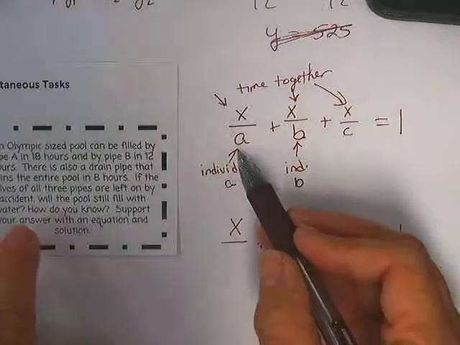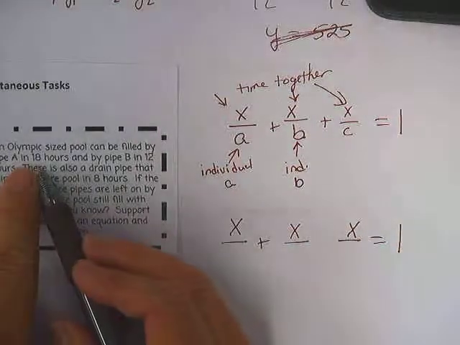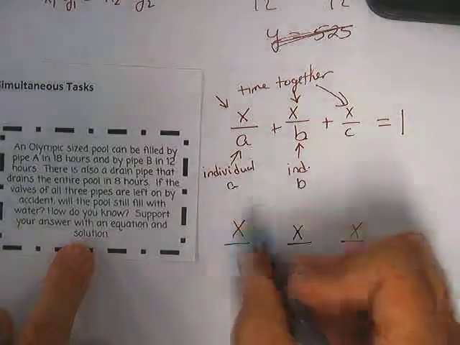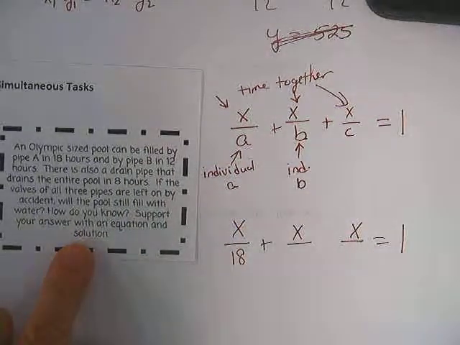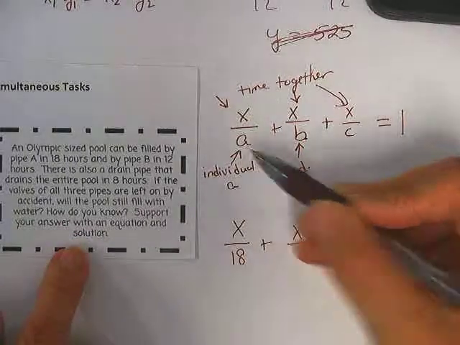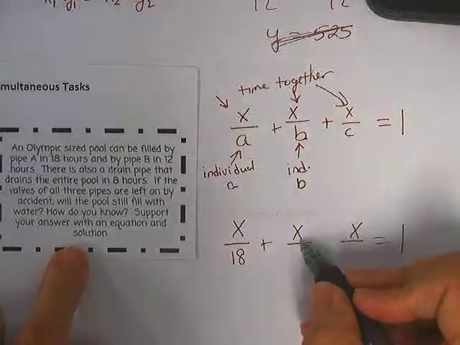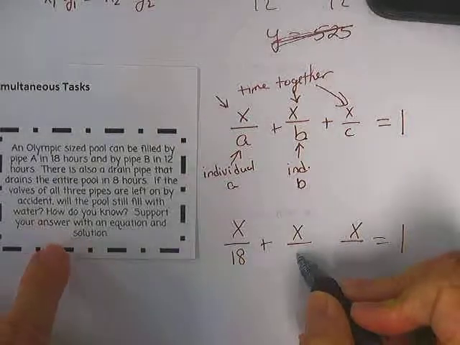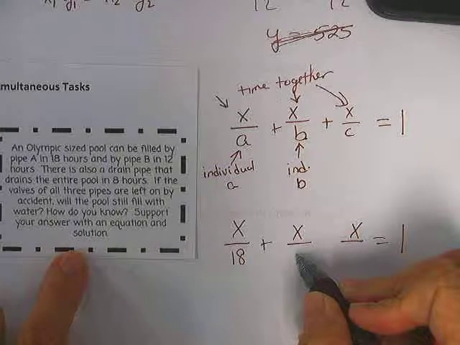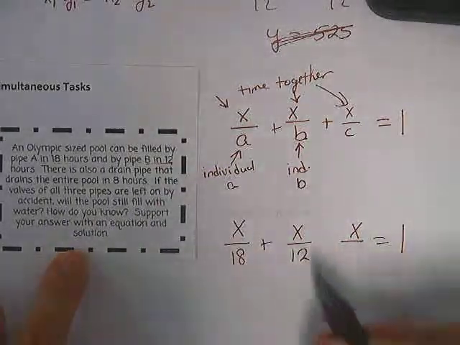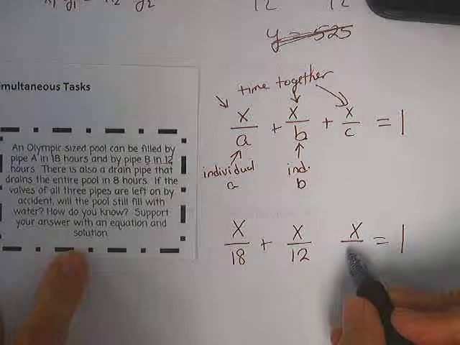Okay, so individual A, or pipe A. It takes pipe A 18 hours to empty the pool. So that's what I put in my denominator in the first fraction. The length of time it takes person A. The second fraction is the amount of time it takes the second person, or the second pipe in this case. So pipe B takes 12 hours if it was working only by itself. So we'll put that in there.